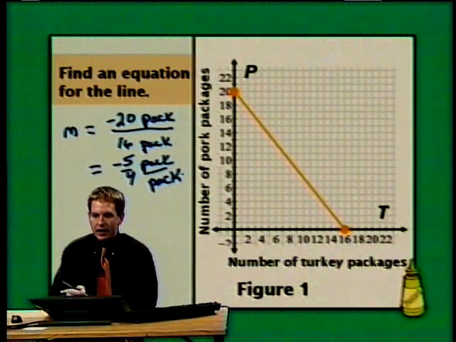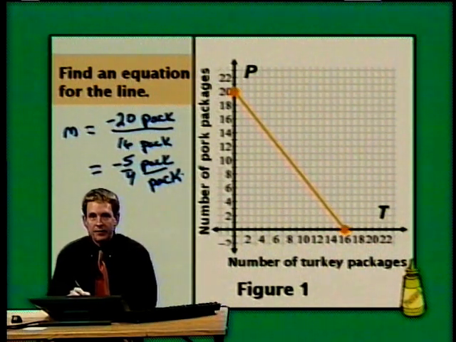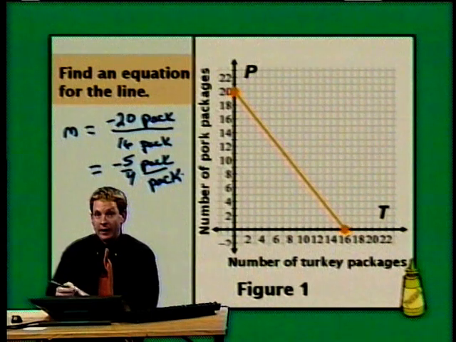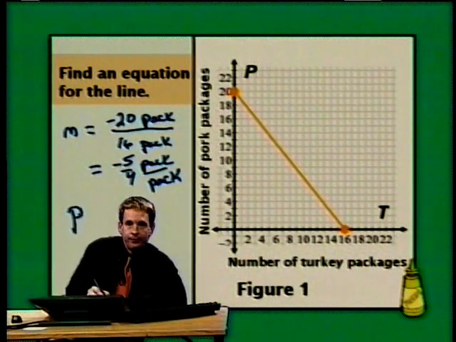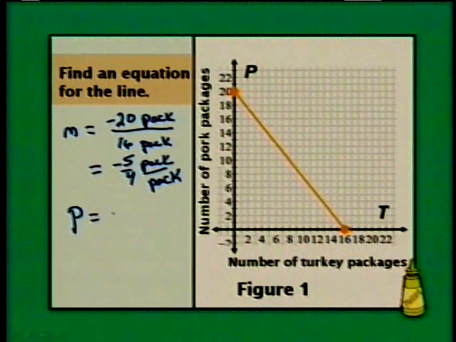I can also see that the vertical intercept is the point (0, 20). So I can just go ahead and write down my equation, that P is equal to the slope, which is -5/4 times T plus 20.